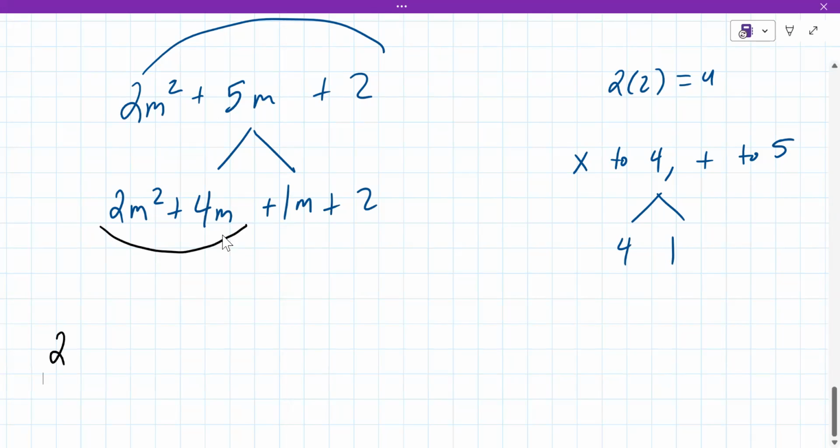M squared. We would pick the M. Okay, the smaller one, smaller exponents. Now you're going to divide both of these by 2m and tell me what goes in parentheses.